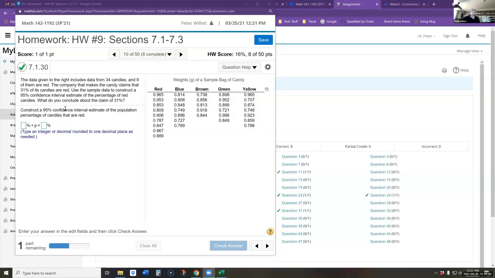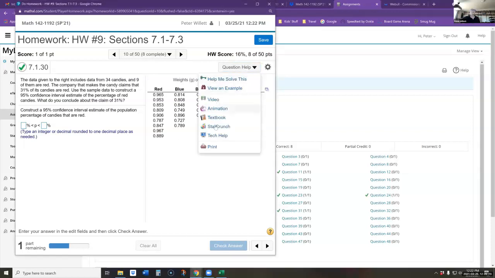So right out the gate, what we want to do in this problem is construct a 95% confidence interval estimate for the population percentage of candies that are red. And then they want those given as percentages here. So the data that's given here is really showing the weights of the candies, which has nothing to do with the proportion of the candies that are red. So that might be misleading. I don't want to put this data in StatCrunch. It's not helpful. So let me illustrate what we want to do here. I'm going to open up StatCrunch.